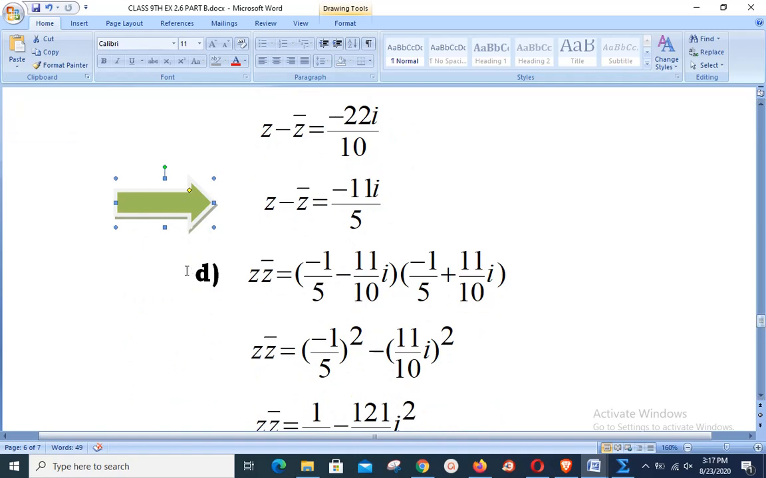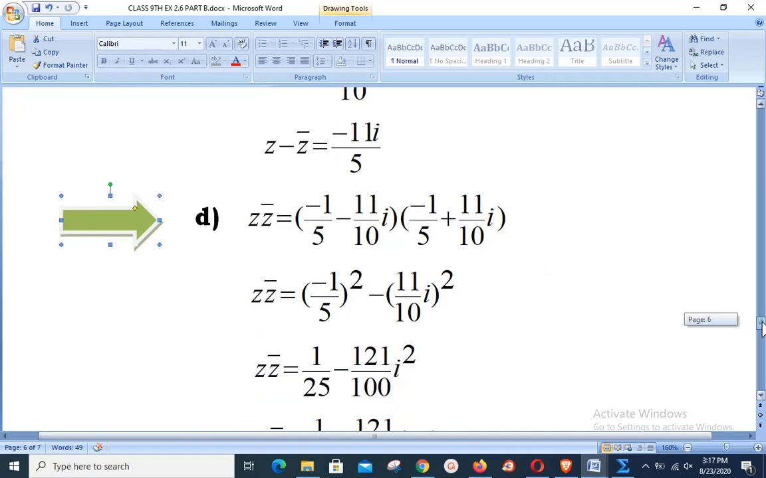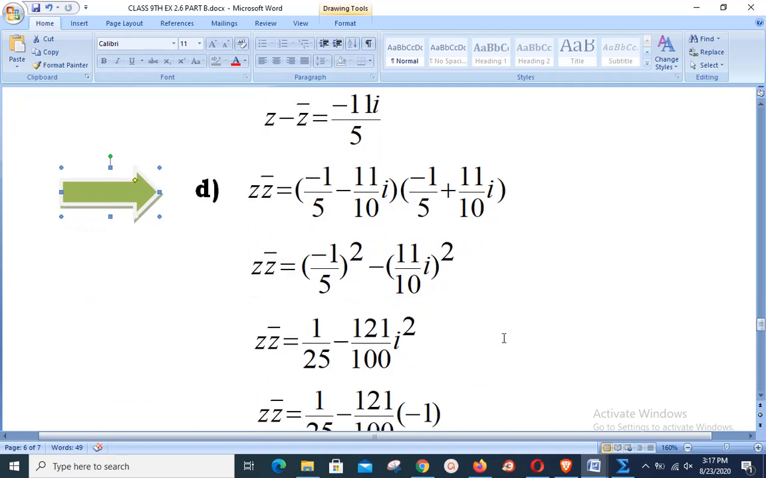Our last part of this question, part D, says to multiply both z and z conjugate. We have z as minus 1 over 5 minus 11 over 10 iota, whereas z conjugate is minus 1 over 5 plus 11 over 10 iota. Dear students, it is again of the form a minus b into a plus b, which can be written as a whole square minus b whole square.